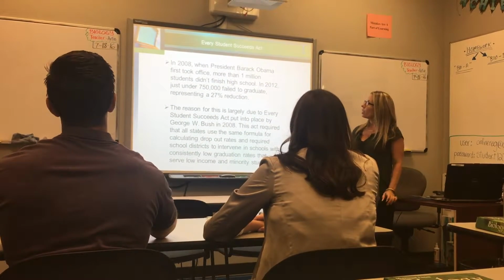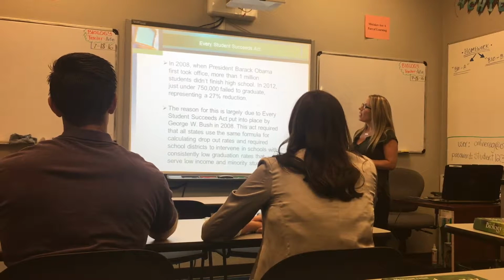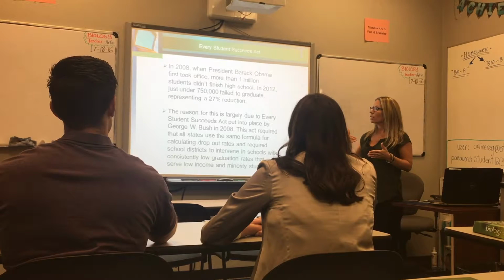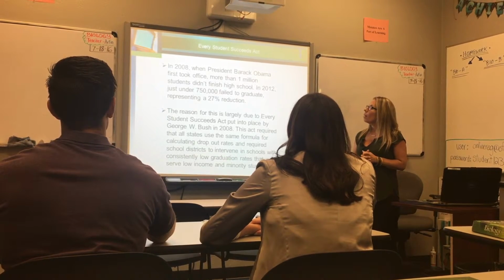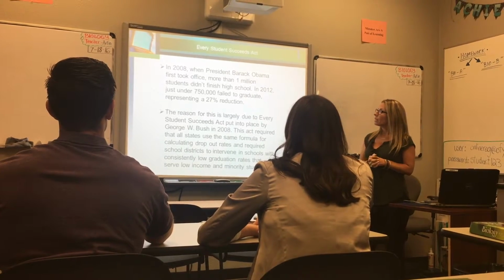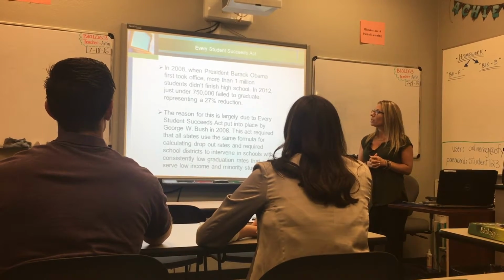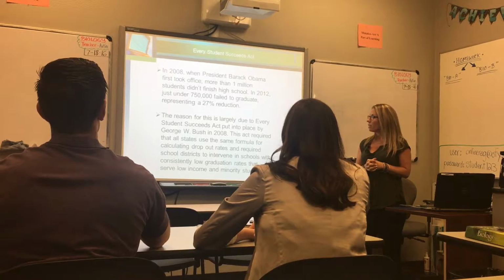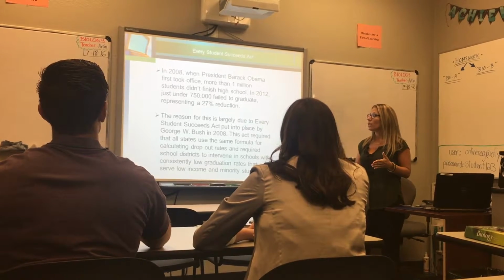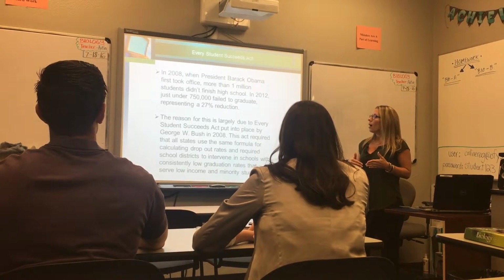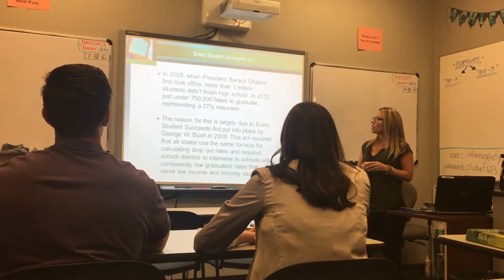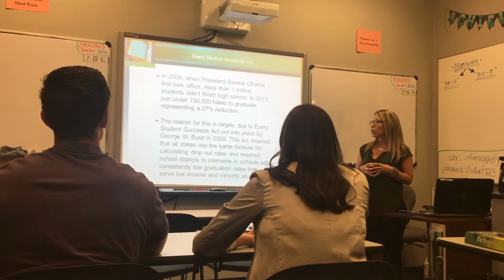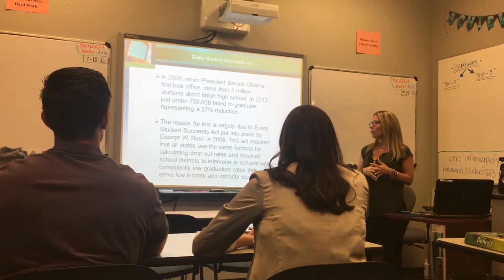Okay, so now we're going to move on to talking about the Every Student Succeeds Act. And basically, this will explain the decrease in dropout rates. When Obama took office in 2008, there were more than 1 million students that didn't finish high school. And in 2012, just under 750,000 failed to graduate, representing a 27% reduction. And the reason for that was because of something called the Every Student Succeeds Act, which was put in place by George W. Bush in 2008 before he went out of office.